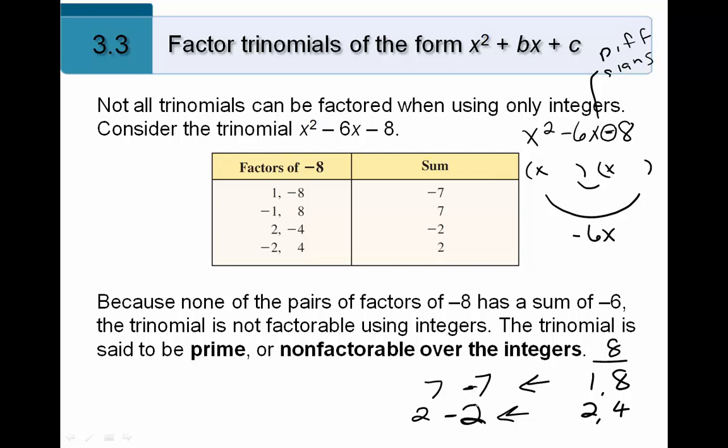Okay, so because none of the pairs of factors of negative 8 has a sum of negative 6, we say the trinomial is not factorable using the integers. So we say that it's prime.